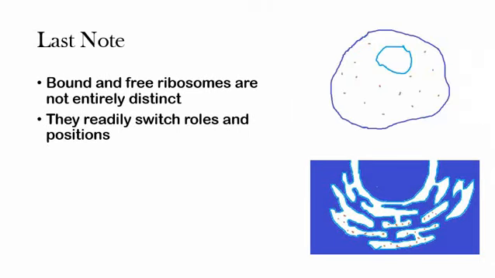Now, just a last note, keep in mind that bound and free ribosomes are actually structurally identical, and they switch roles fairly frequently. If you look at a specific ribosome, it might begin as a free ribosome and then become a bound ribosome and then become a free ribosome again. They're not entirely concrete. They're not stuck where they are. And so that's just another interesting thing to keep in mind. And yeah, ribosomes are as simple as that.